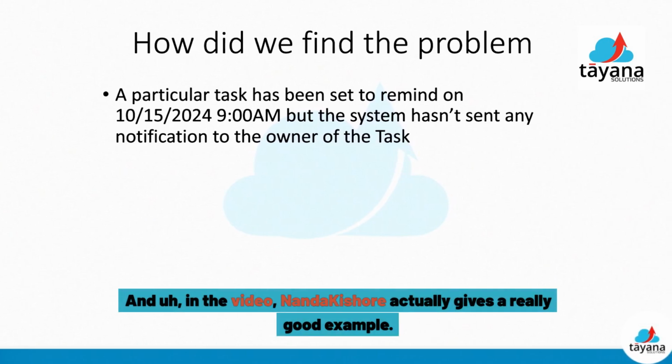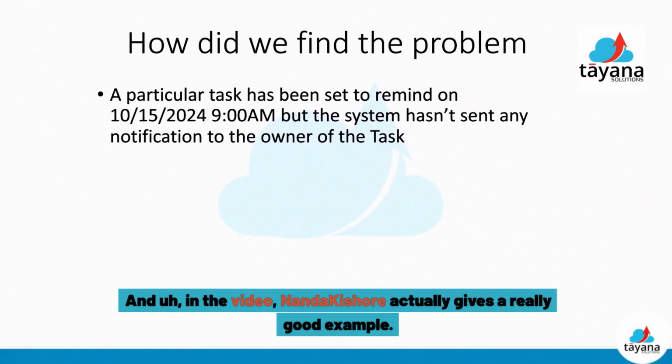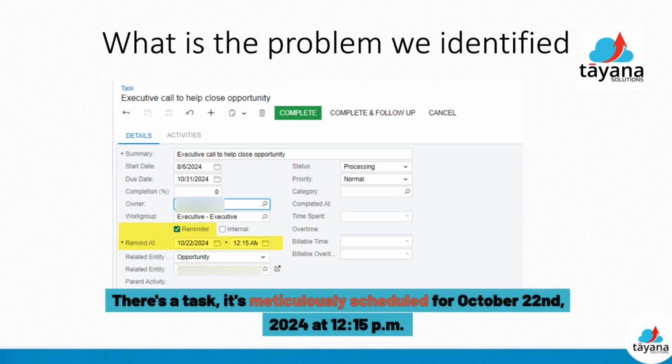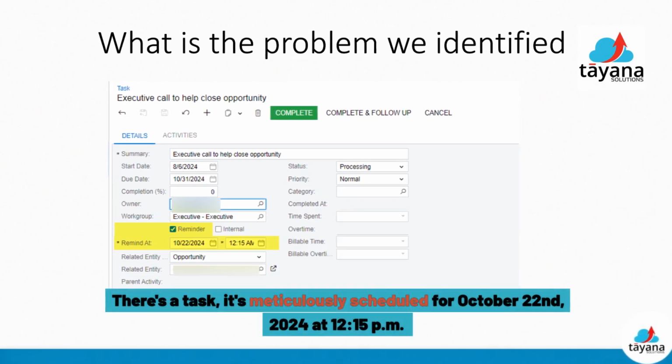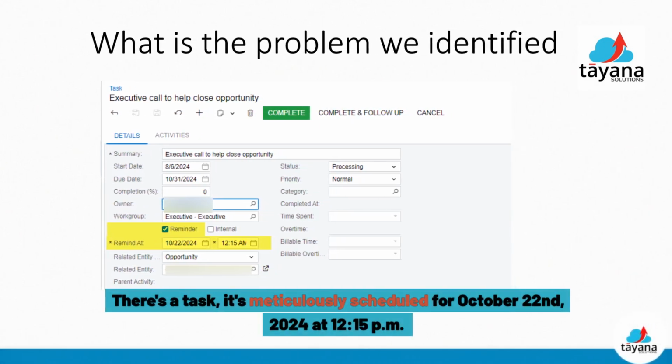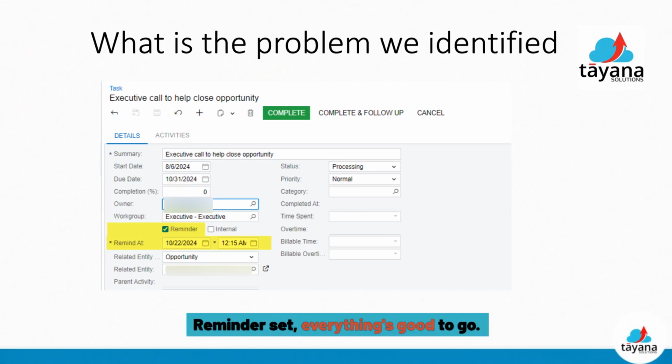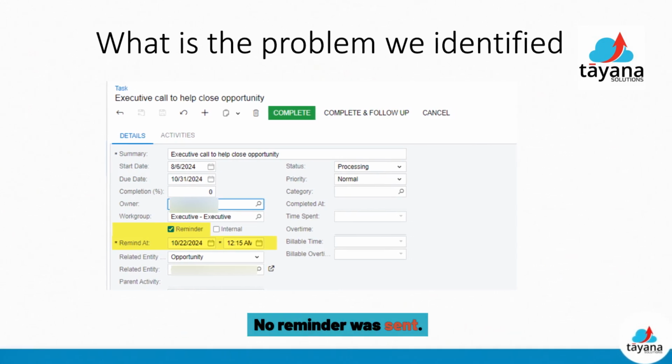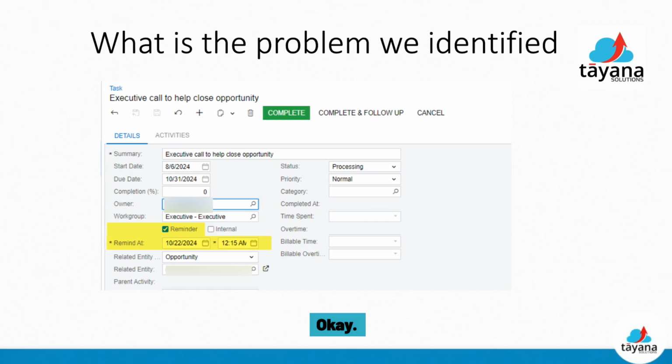And in the video, NandaKishore gives a really good example. There's a task meticulously scheduled for October 22nd, 2024 at 12:15 p.m. Reminder set, everything's good to go. But guess what? No reminder was sent. Oh, man. Okay, so how do we fix this?